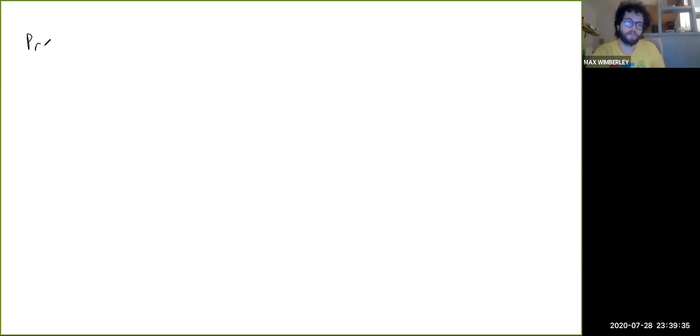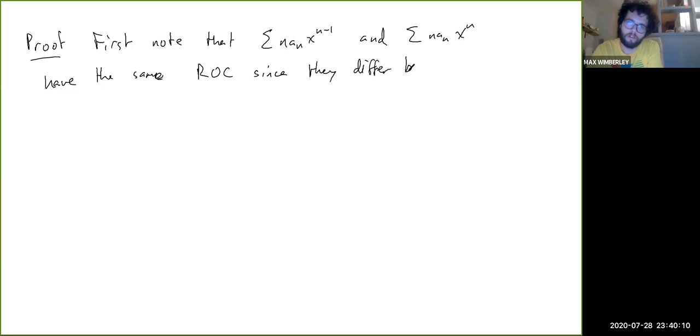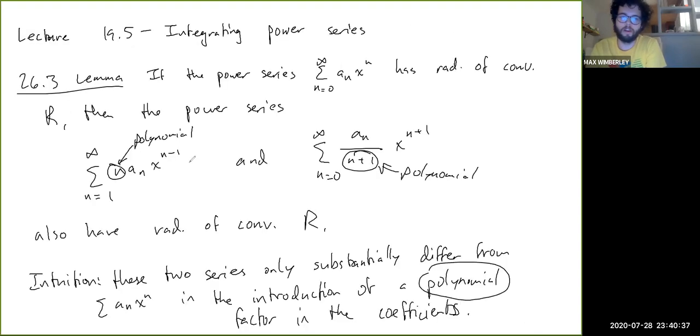So let's just prove this real quick. First note that the series n a_n x^(n-1) and the series n a_n x^n have the same radius of convergence, because they differ only by a factor of x. That can't affect where they converge, because you can just factor out x from this one and you end up with this one. So this one converges if and only if this one converges. So they have the same radius of convergence, and that allows us to focus on this one because it's a little easier to talk about, since all the n's match up in this one, because here we're talking about n a_n x^(n-1).